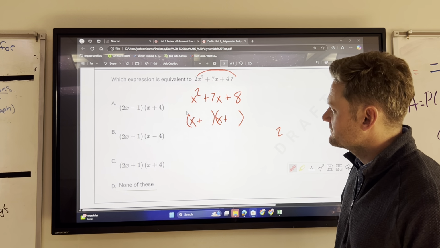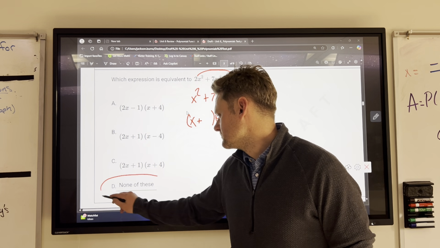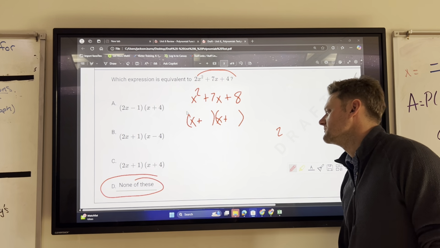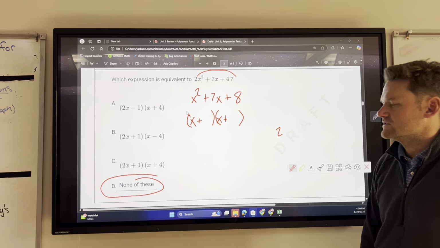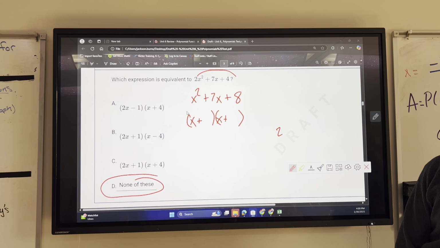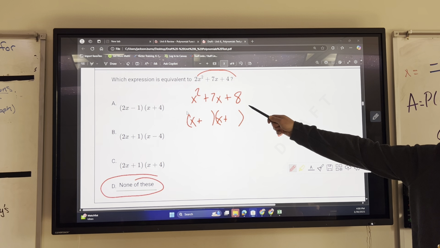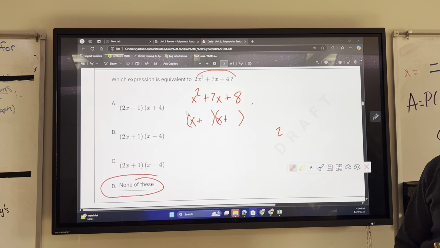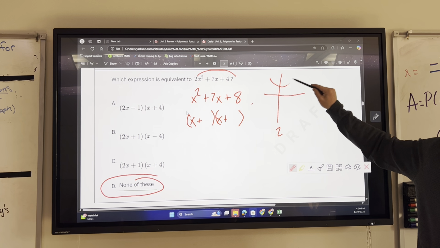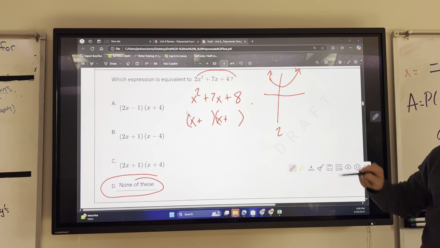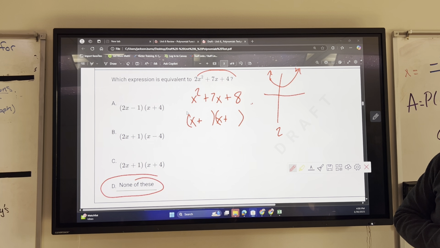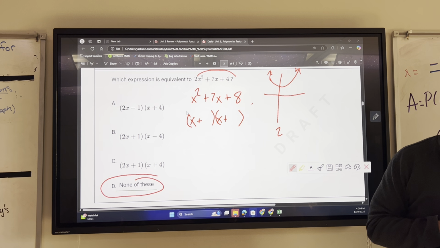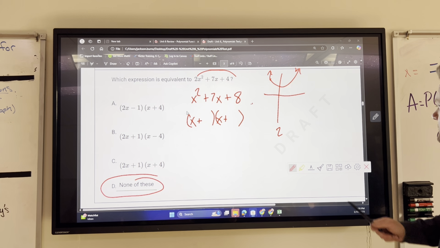This one doesn't factor. None of these. I don't know, maybe I did that just to be mean. Might get rid of this one. But hey, that one doesn't factor. There's nothing that's going to get you a 7 that's going to be both positive. So if you put that in the calculator, you wouldn't have any x-intercepts. It would all be imaginary. So no imaginary options. None of these. All right, continue.